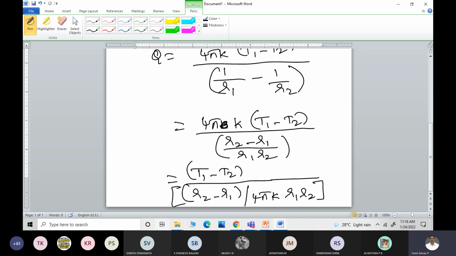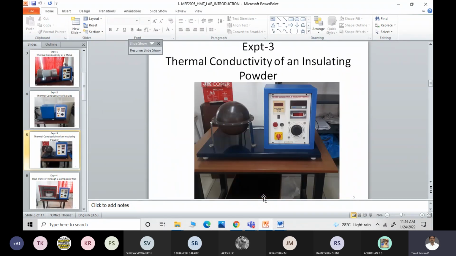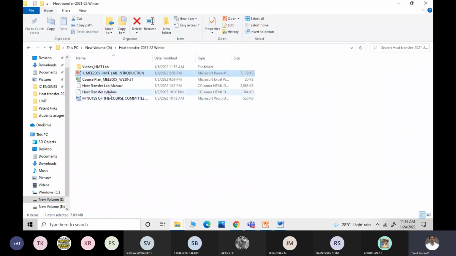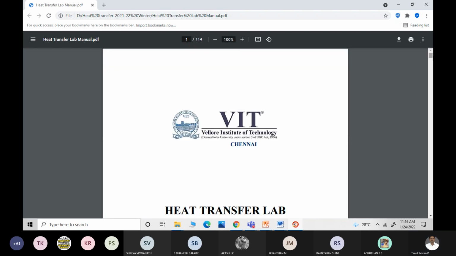This is the one you will be discussing in experiment number 3, thermal conductivity of insulating powder. Even in this week's class, I will be doing it. When you look into the heat transfer lab manual, for experiment number 3, they have given this. Whatever theory concepts you study in heat transfer, you will be doing in the lab also. That will be very useful for you to understand the concept, as we will be finding the insulating powder.